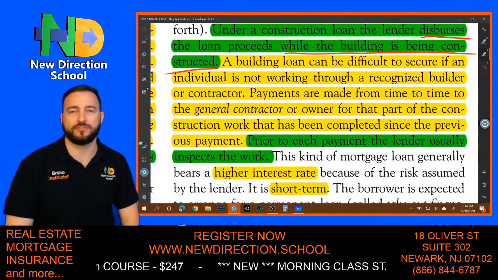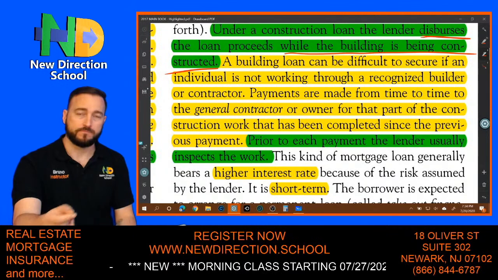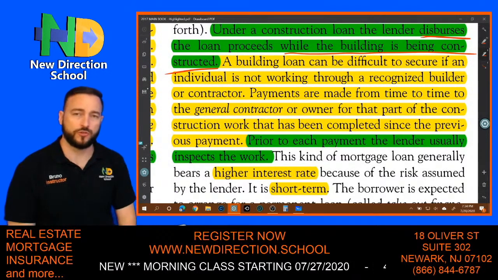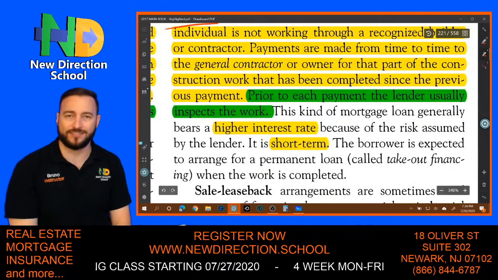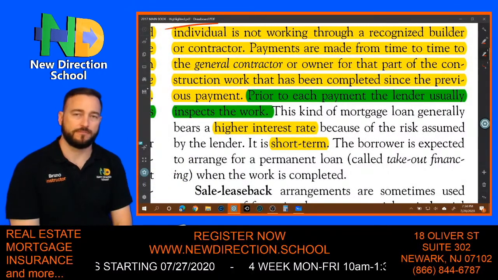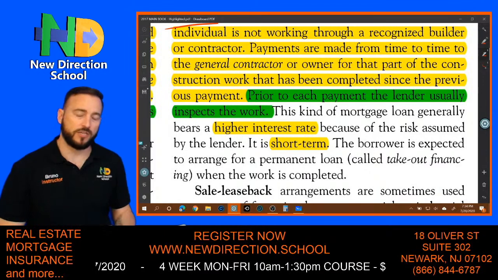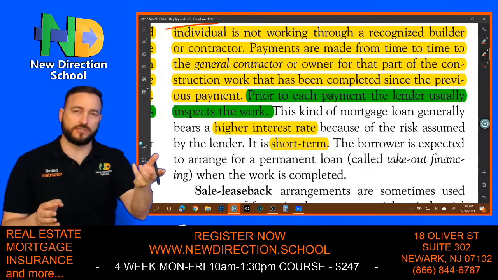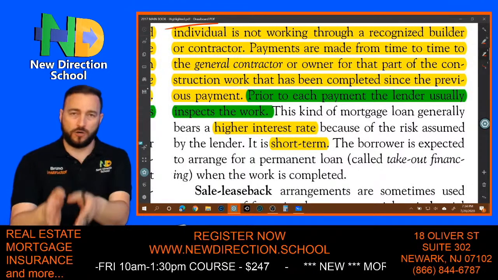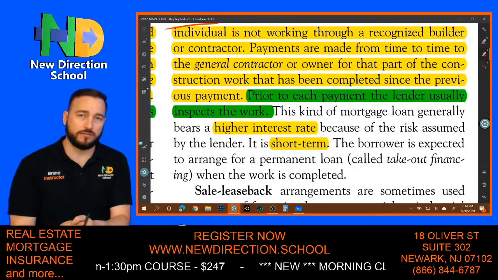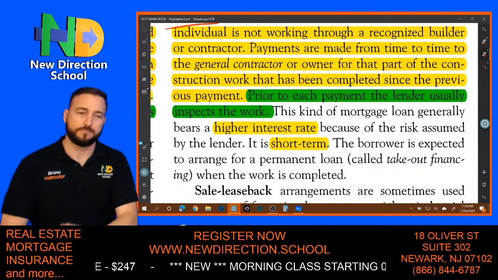Prior to each payment, the lender usually inspects the work because they want to make sure that they're not giving you money and you're going to run away. They want to make sure work has been done. These types of loans usually have a higher interest rate and they're short term, meaning you have to have what's called an exit clause or take out financing. Are you selling, or are you getting a permanent loan after this, a 30-year loan? Some lenders tell you, hey, construction for the first year, and then we'll convert it to a 30-year loan after that. Some lenders will, but not many. The majority of them are giving you a loan for construction, pay me back in a year, and get a loan somewhere else. You're not coming back here. Our purpose for this loan is the construction, period. You guys got it?